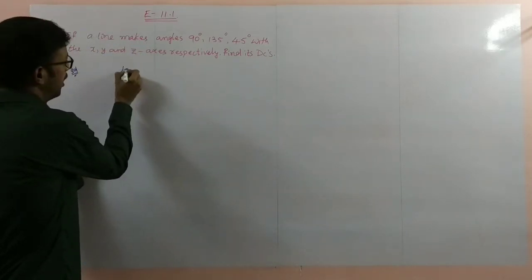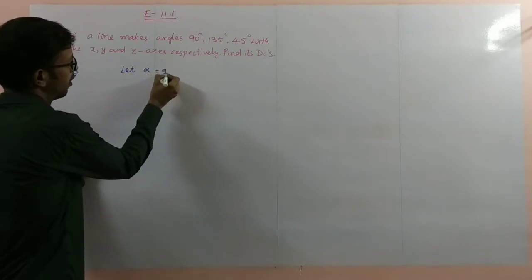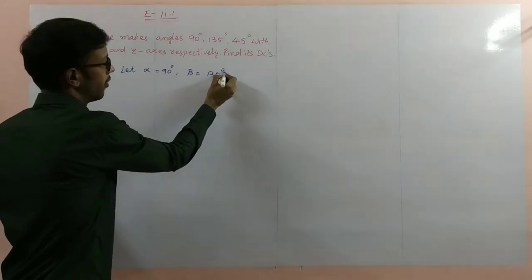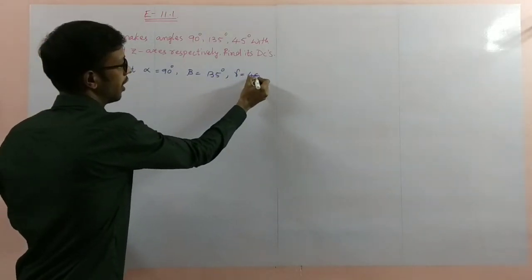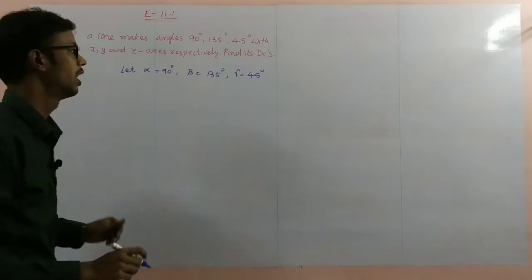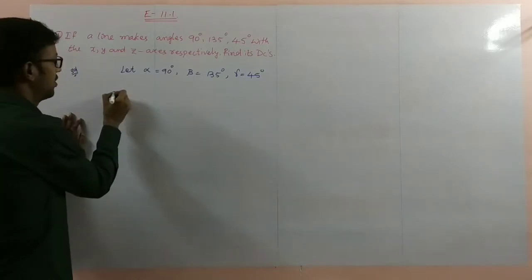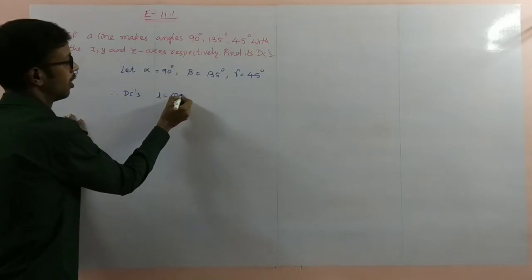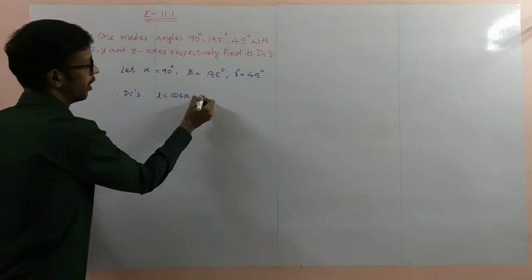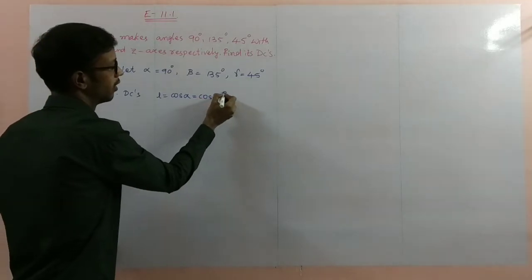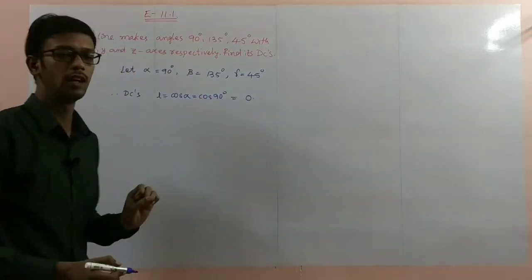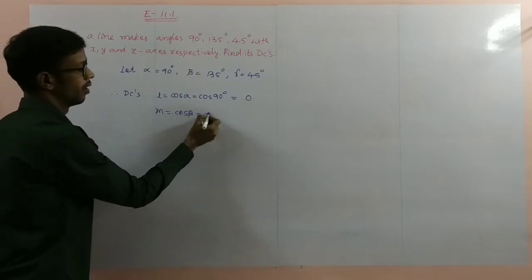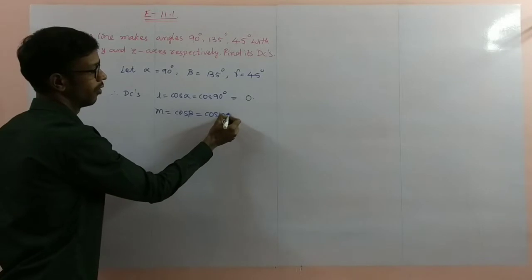Solution: let alpha equal to 90 degrees, the angles I am taking, beta equal to 135 degrees, gamma equal to 45 degrees. So now direction cosines, therefore direction cosines l equal to cos alpha, that is cos 90 degrees. Cos 90 degrees is 0. m equal to cos beta, cos 135 degrees.